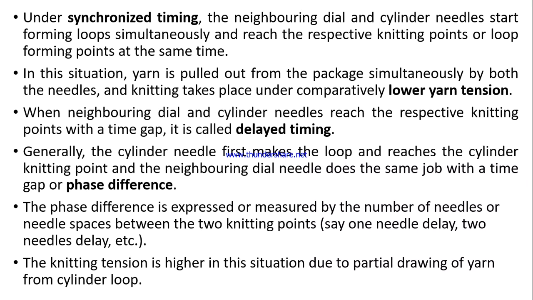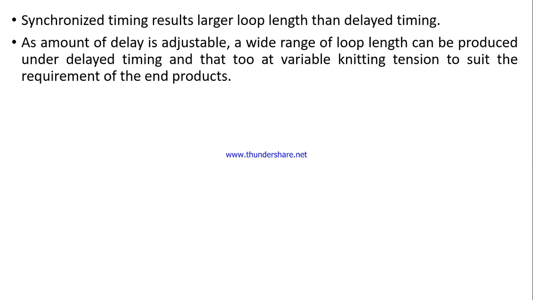The knitting tension is high in this case of delayed timing, because when one needle is drawing the yarn, it is drawing the yarn partially. So synchronized timing results in a larger loop length than delayed timing, because the tension is lower in synchronized timing, whereas in delayed timing the loop length will be smaller because the knitting tension is high.